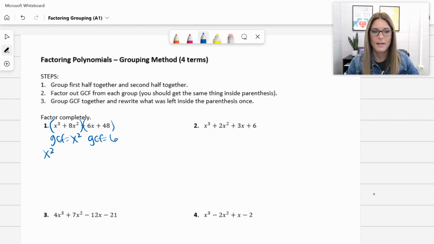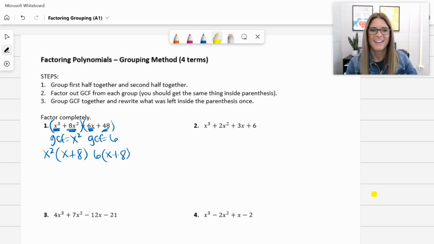So let's pull out that x squared from our first group. When I remove an x squared from this x cubed, I'll have x left over, right? I took 2 out, there's 1 left over. When I take x squared out of my second term, I'm going to have 8. Moving on, we're going to factor the GCF out of the second group. Take the 6 out, and we've got an x left over plus 8.